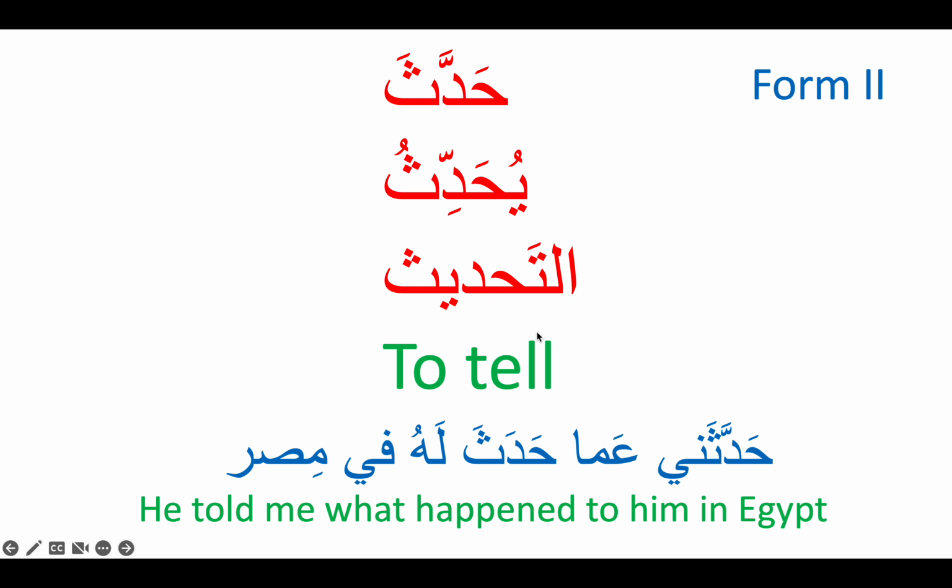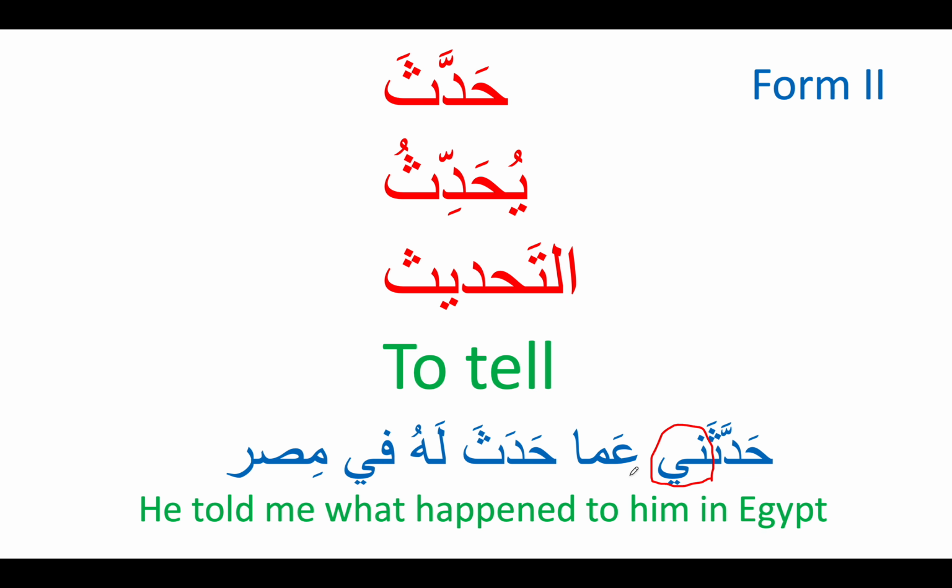حدثني عما حدث له في مصر. He told me what happened to him in Egypt. So this is an alternative way of saying هو قال لي. Okay, but as opposed to قال, which needs the preposition لي, he told to me, we don't need that with حدث. Okay, we just add the verbal object to it. So instead of حدث أنا, it's حدثني. Okay, so we don't need لي either. It's just the verbal object.